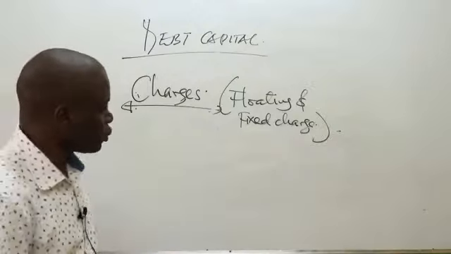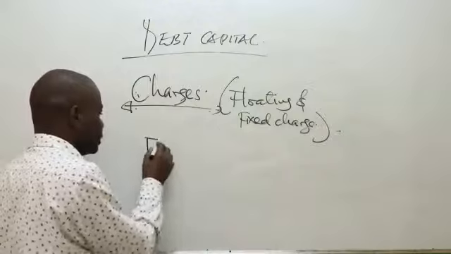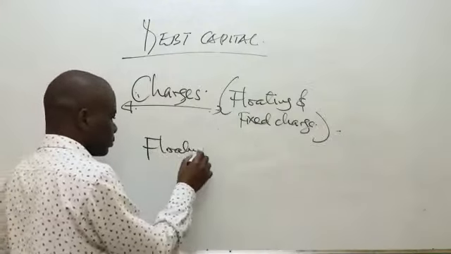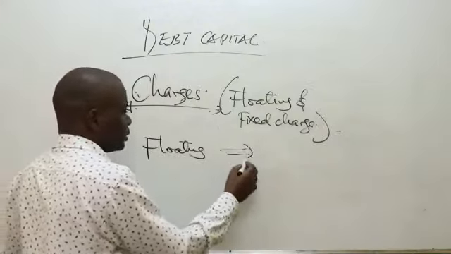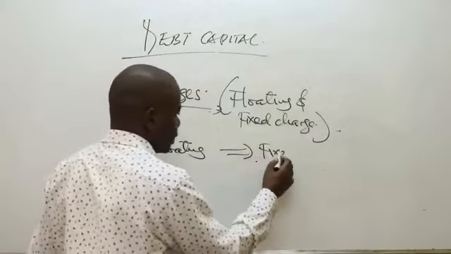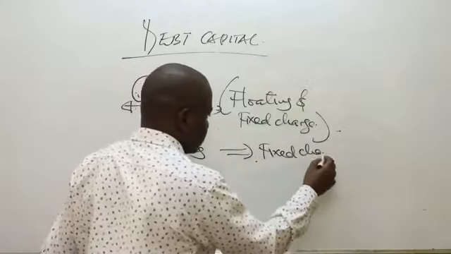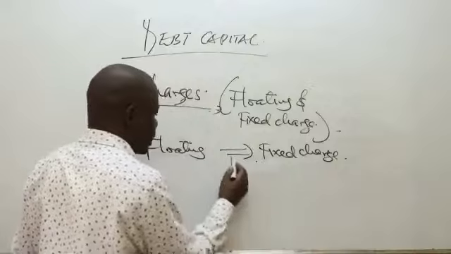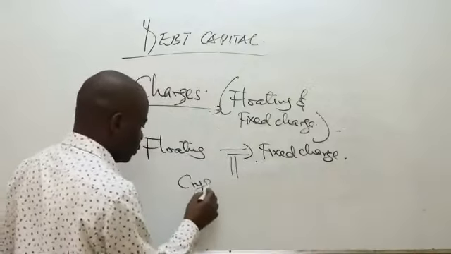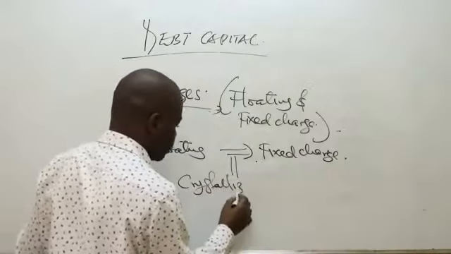So a floating charge settling into becoming a fixed charge on a specific asset is known as crystallization of a charge. Crystallization of a charge.